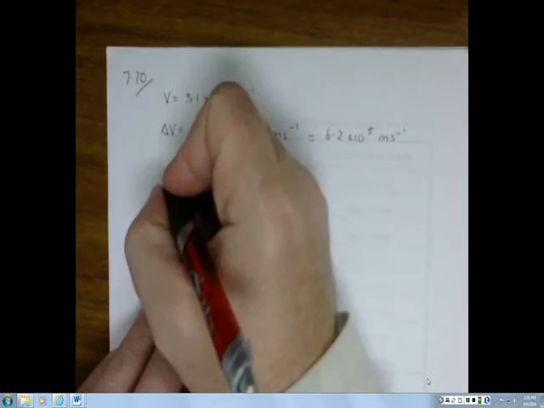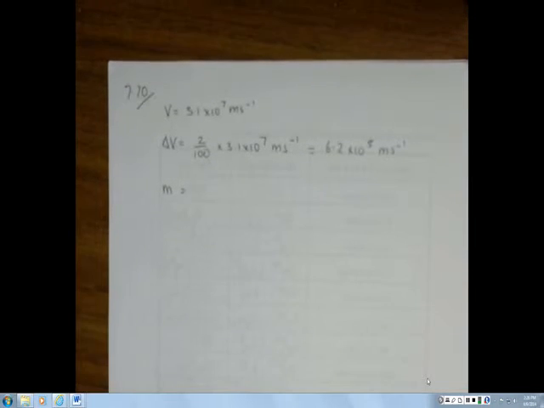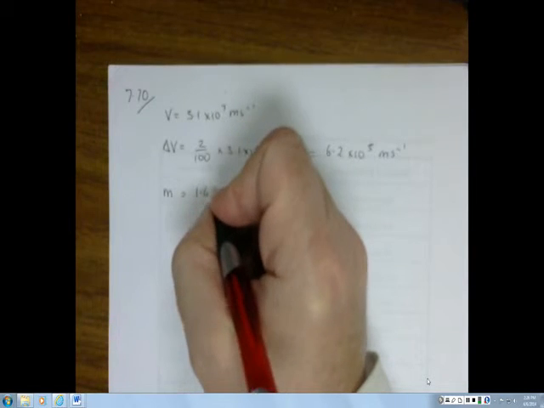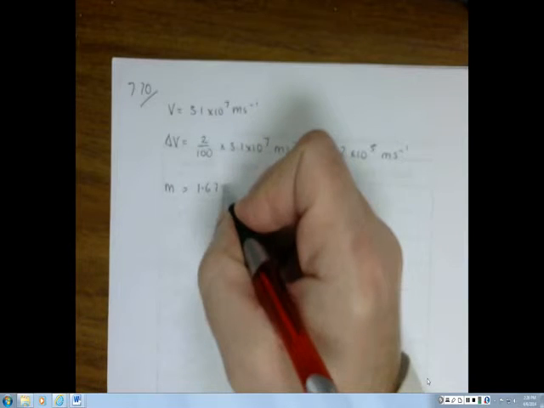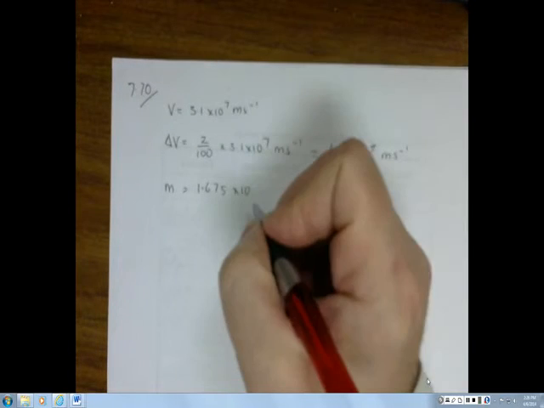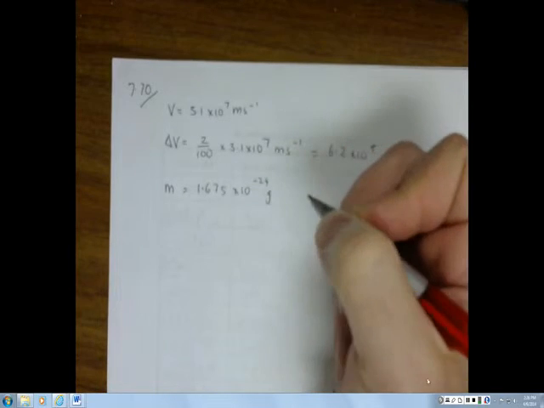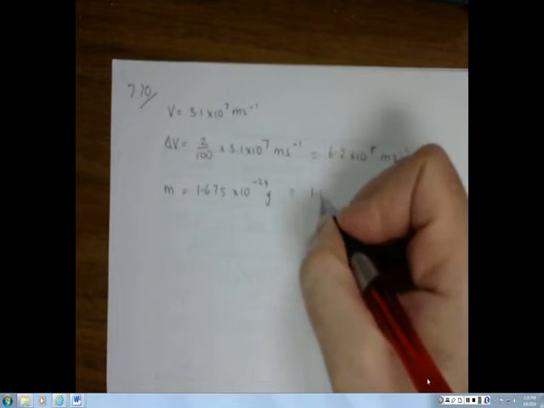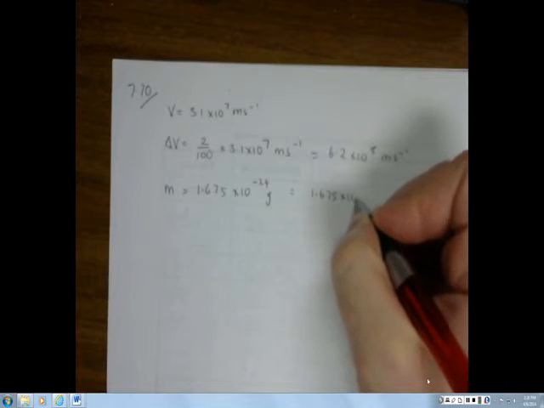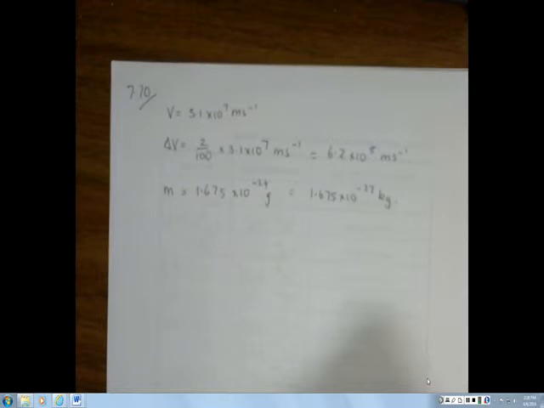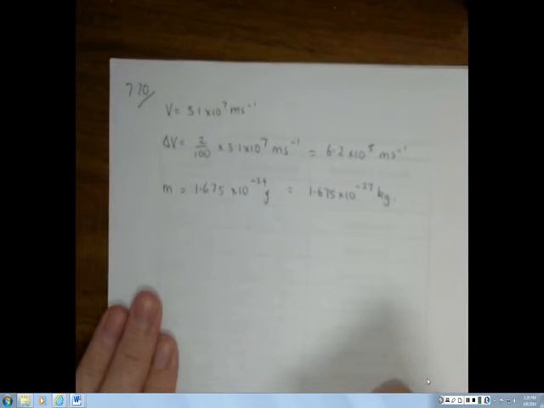Okay, now I need the mass. I'm going to have to look it up in the table in the back of the text. Mass of a neutron, close to that of a proton, 1.675 times 10 to the minus 24 grams, which is equivalent to 1.675 times 10 to the minus 27 kilograms. Whenever we're using Planck's constant, make sure your mass is in kilograms.